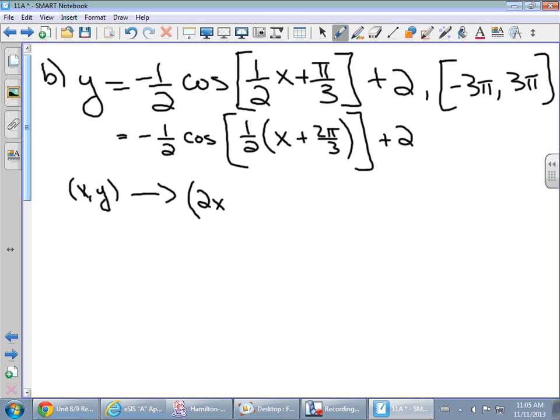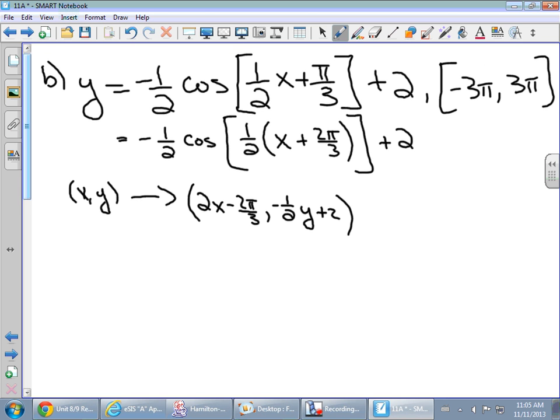2 times x. Subtract off your D value. Remember that this and this are always opposite signs. Okay, so now I'm getting ready to reflect it. My A value is negative 1/2. I multiply that by y, and I add on my D value.